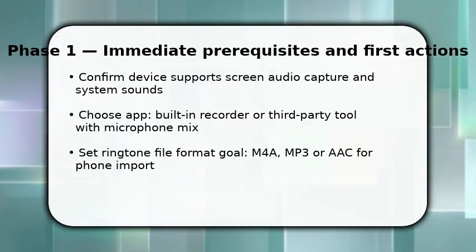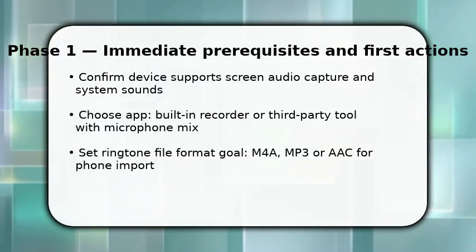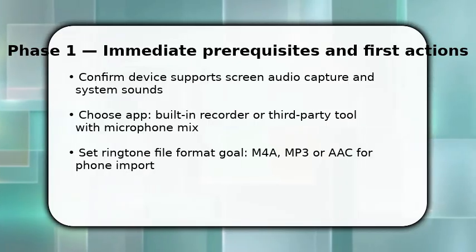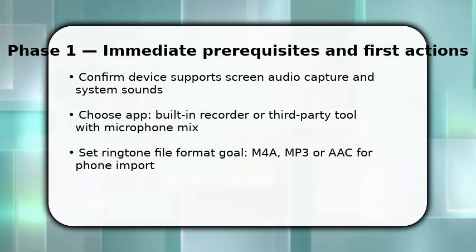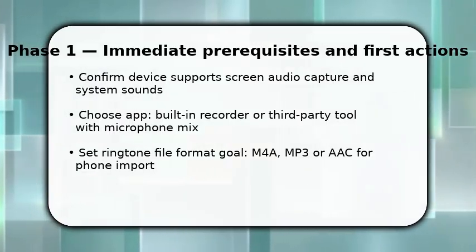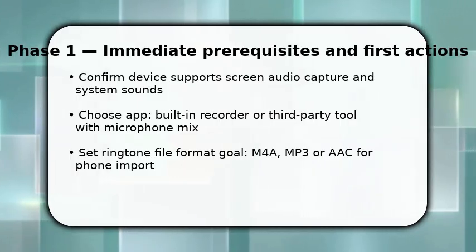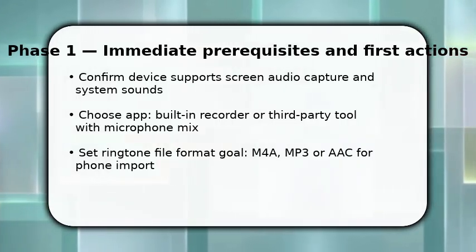You begin by confirming your device captures internal audio. That matters because ringtones must be clean. Open your screen recorder now and pick internal audio plus mic if you want narration. Set recording quality to high, 44.1K Hz or 48K Hz is ideal. Once done, record a short test clip. 10 seconds will do to check levels and format.